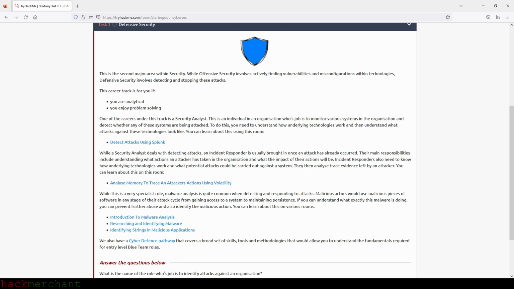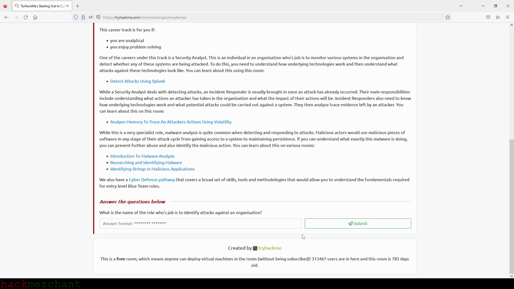While this is a very specialist role, malware analysis is quite common when detecting and responding to attacks. Malicious actors would use malicious pieces of software in any stage of their attack cycle, from gaining access to a system to maintaining persistence. If you can understand what exactly this malware is doing, you can prevent further abuse and also identify the malicious action. You can learn about this on various rooms: Introduction to Malware Analysis, Researching and Identifying Malware, and Identifying Strings in Malicious Applications. We also have a cyber defense pathway that covers a broad set of skills, tools, and methodologies that would allow you to understand the fundamentals required for entry-level blue team roles.